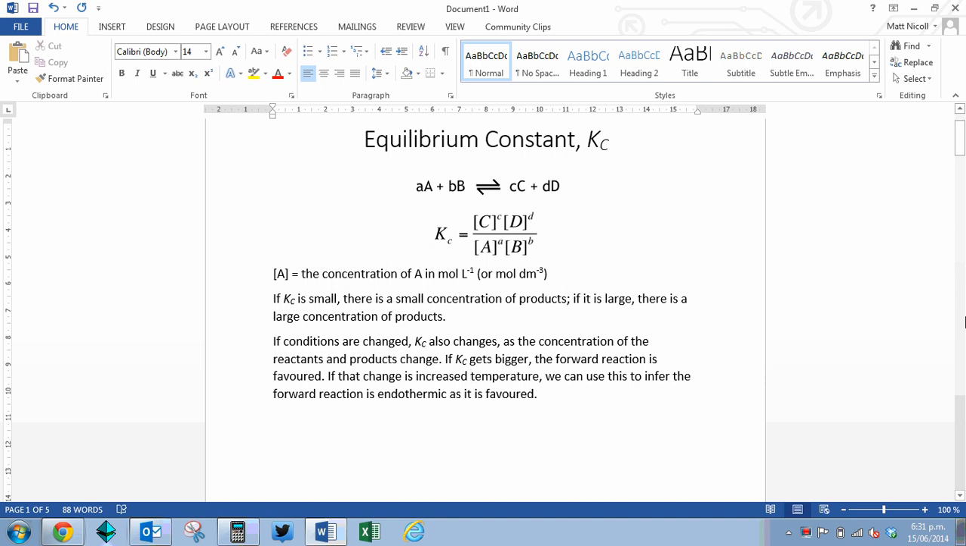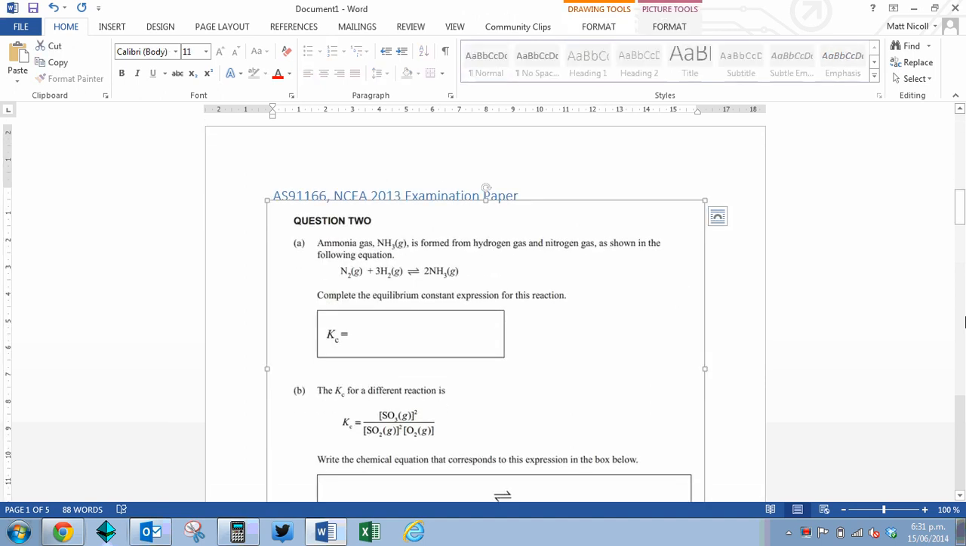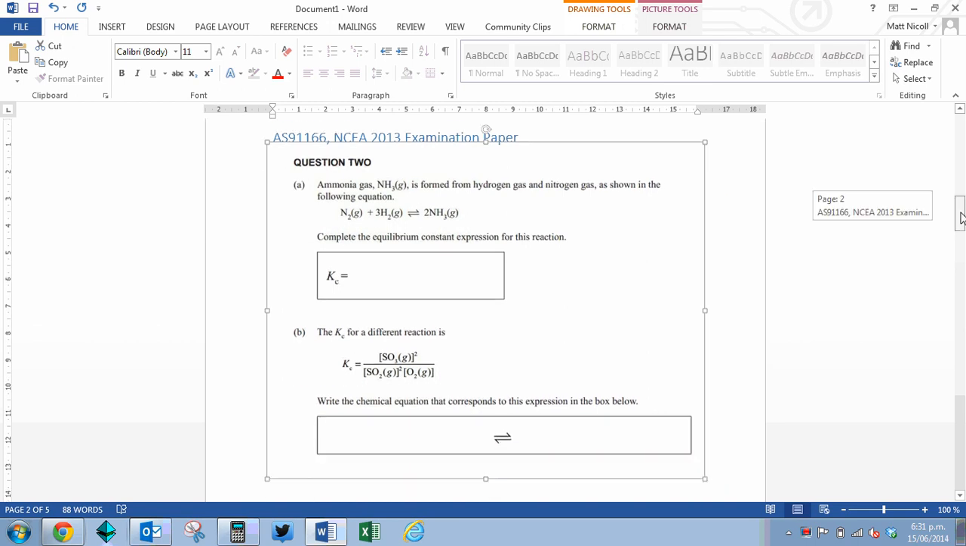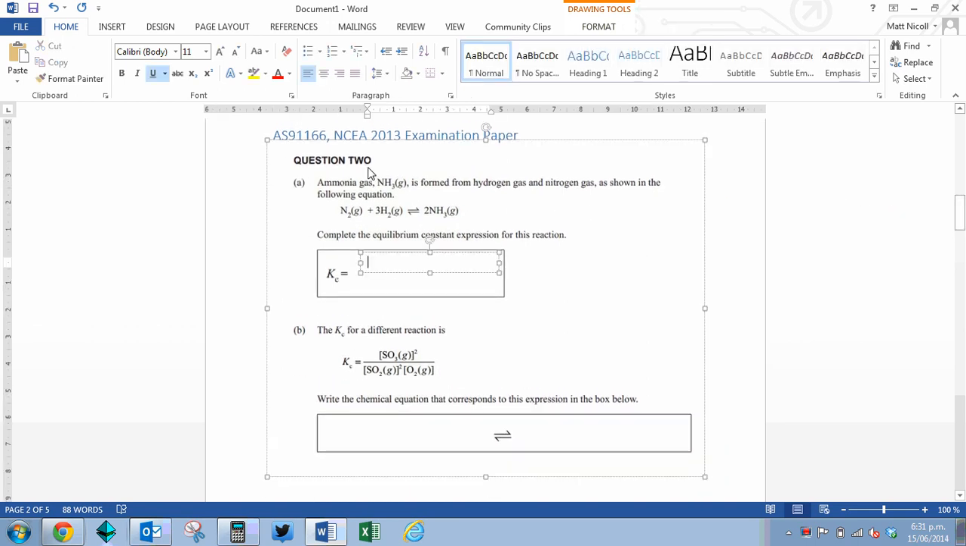So one of the key things that we have to be able to do is to be able to write a K expression or use a K expression to write an equilibrium equation. So that's going to be our first question. So you can see where I've got this information from, the 2013 NCEA exam paper. So the first thing we see here is that we've got our reaction here, and sorry, I'm just going to tidy up these text boxes a little bit.